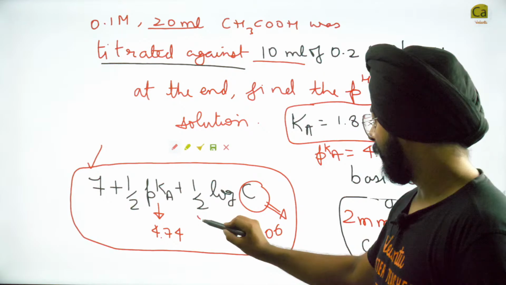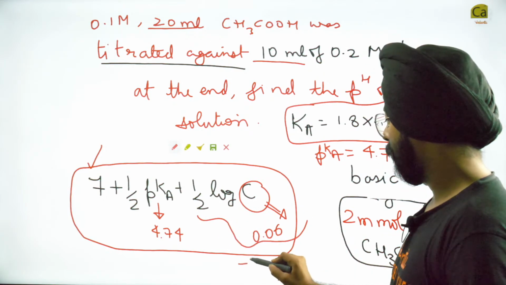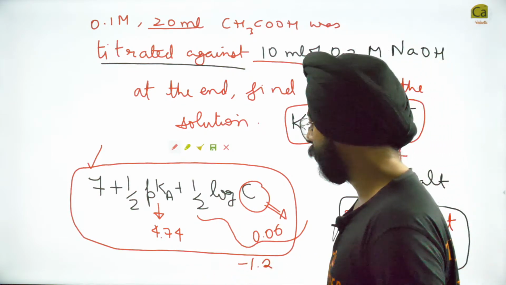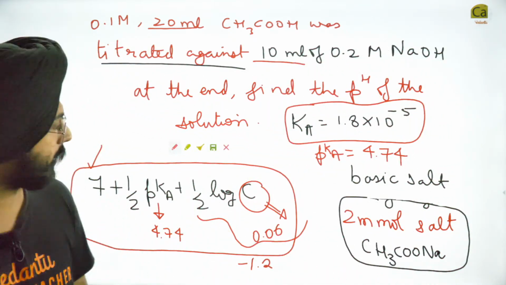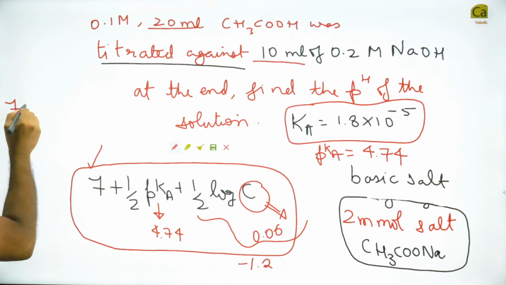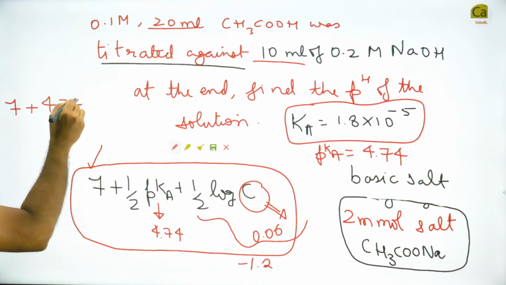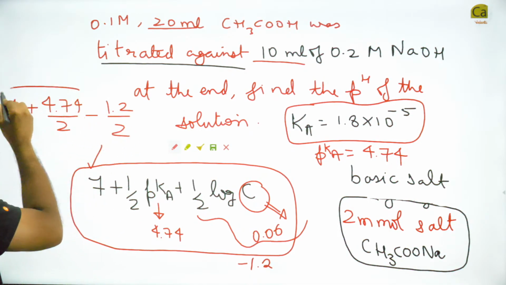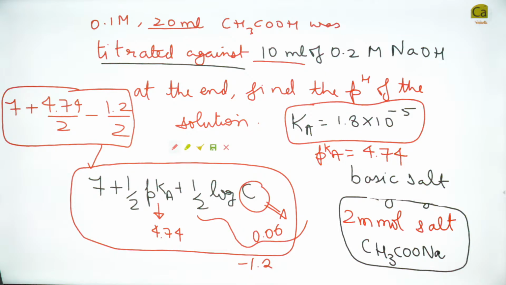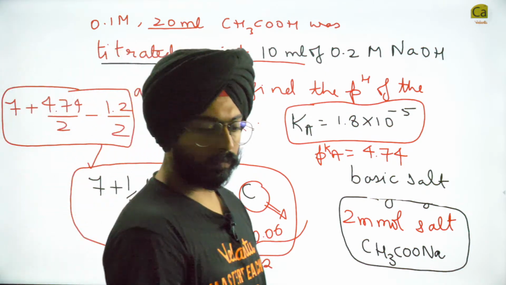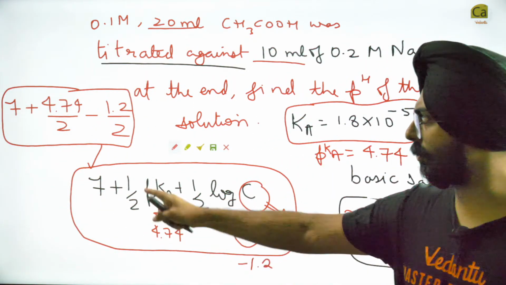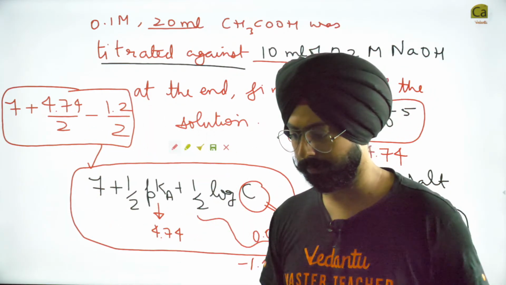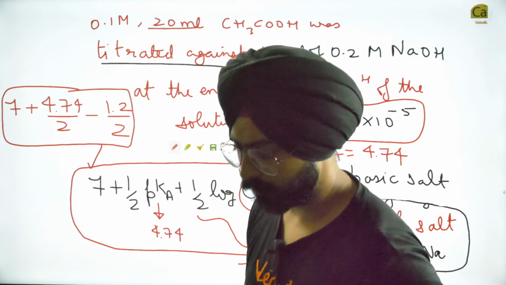This entire value, let me tell you, comes out to be minus 1.2 approximately. This is a very approximate value that I'm giving you. So what will you have here? 7 plus 4.74 by 2 minus 1.2 by 2. This is your final answer for the pH of this basic salt. How much does it come out to be? Tell me, how much will it come out to be?